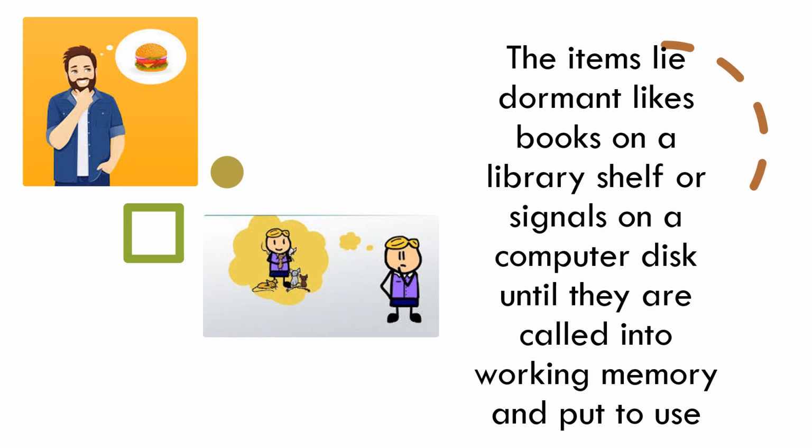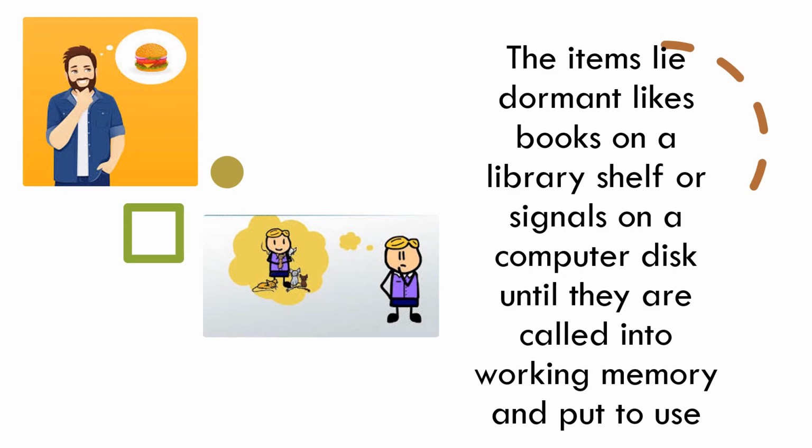Long-term memory contains the information that enables us to recognize or recall the taste of an almond, the sound of a drum, the face of a school friend, the names of the foods eaten at supper last night, the words of a favorite song, etc. Usually, we are not aware of the millions of items of information in our long-term store, because the items lie dormant, like books on a library shelf or signals on a computer disk, until they are called into working memory and put to use.